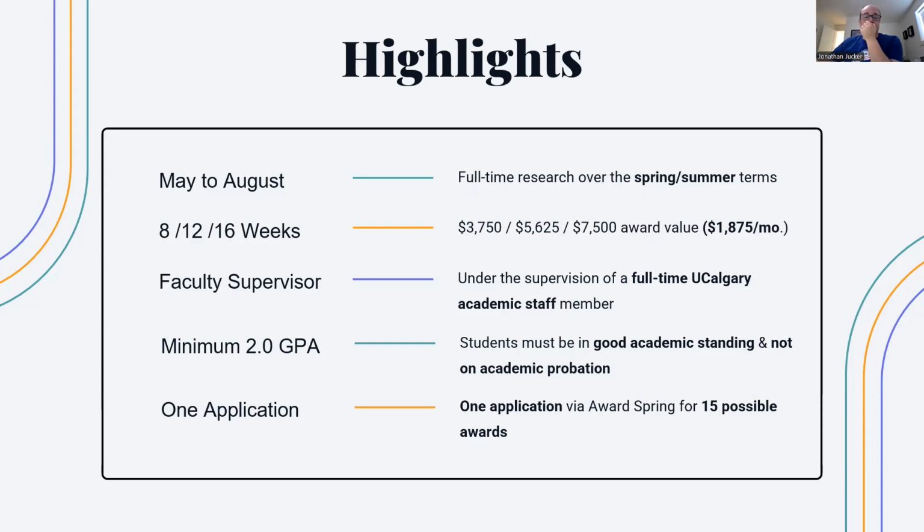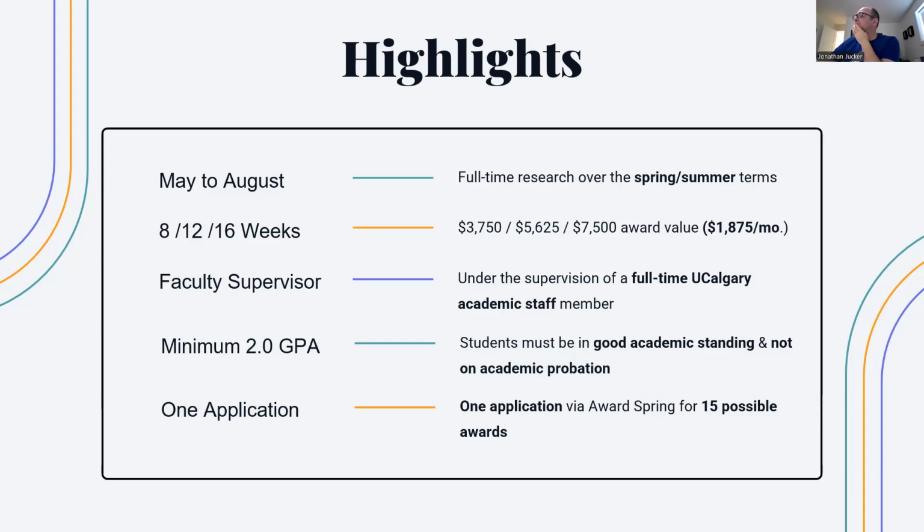And the other thing is you're not restricted to just SAPL faculty members. It can be any faculty member across campus. And likewise, for faculty members, you can work with any student across campus as long as they're a UCalgary undergrad student. For students, there is a minimum 2.0 GPA.